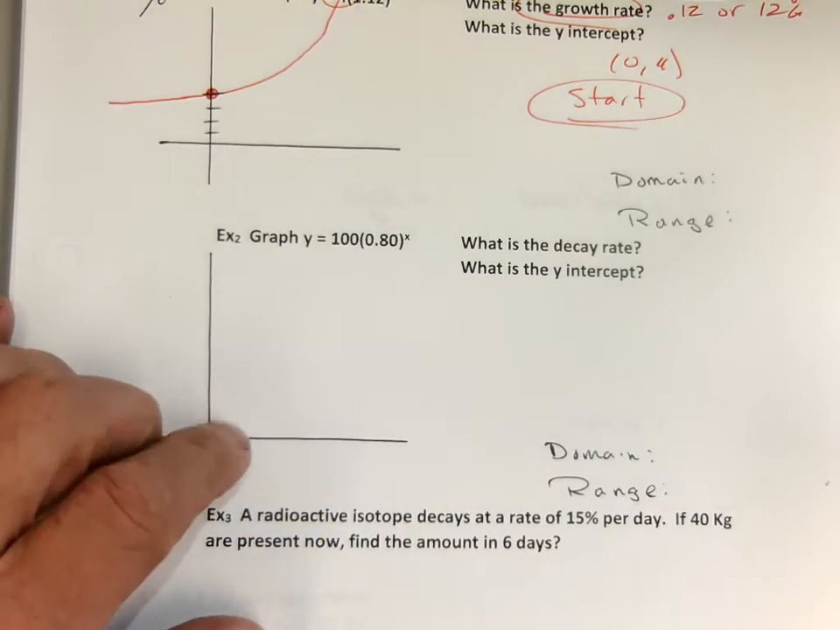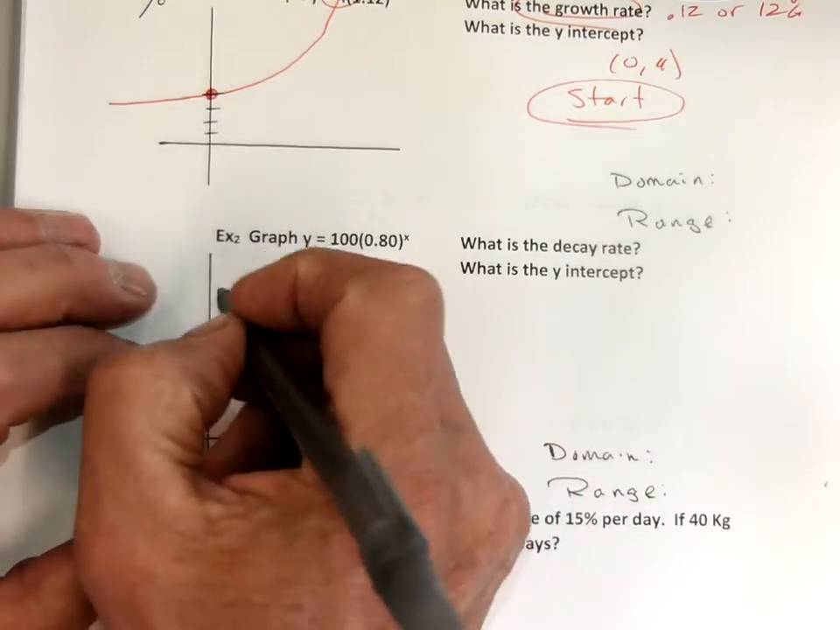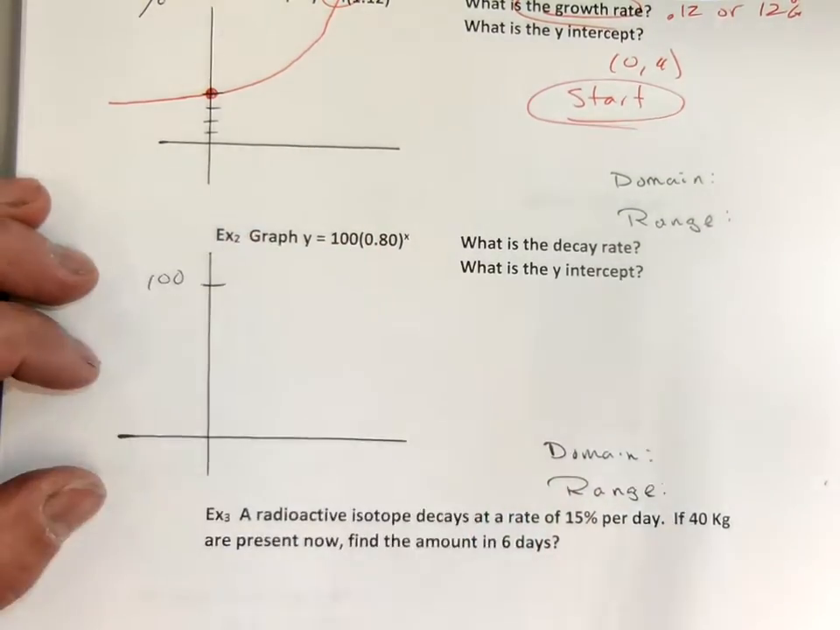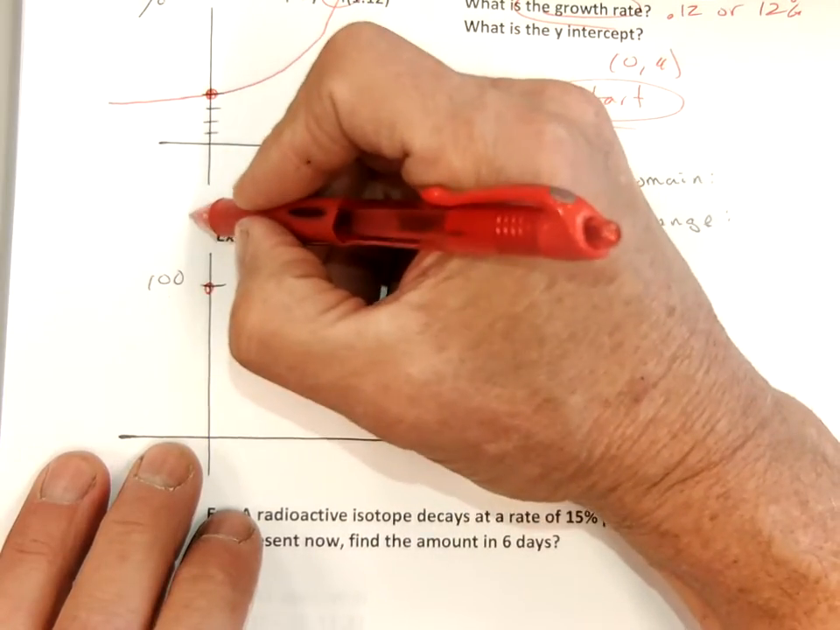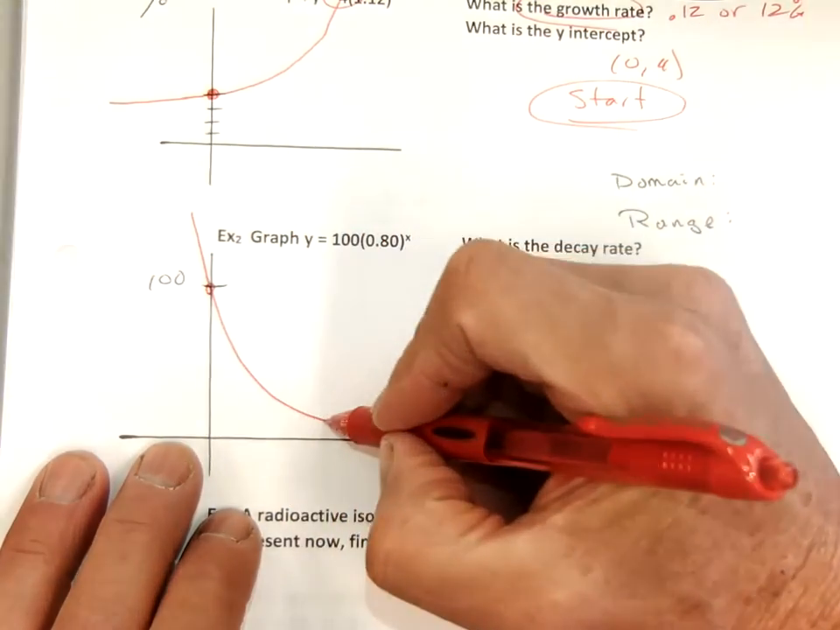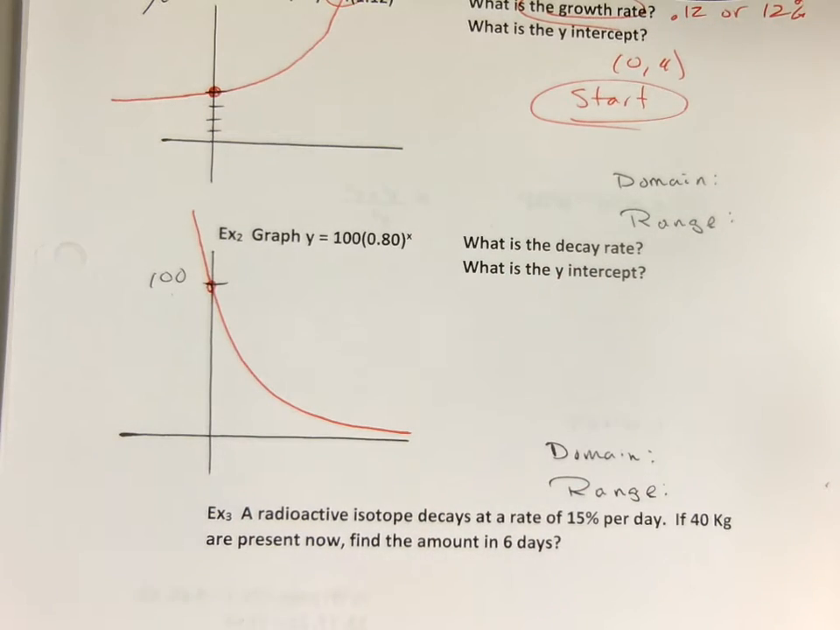So let's go ahead and put that in. So we're going to start at 100, right? And again, I don't have to be perfect, it just has to have the right shape and the right y-intercept. And we're going to add one more thing, okay?